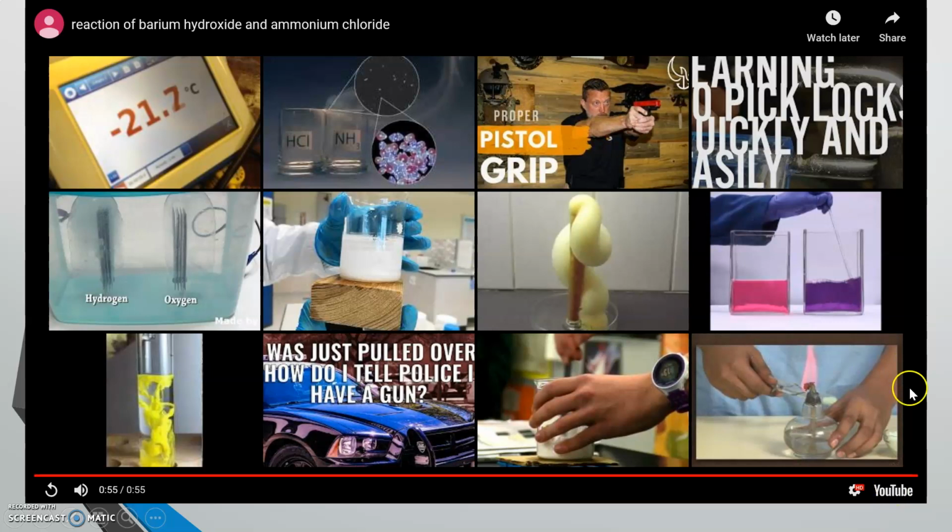So that's an example of an endothermic process, the reaction of barium hydroxide and ammonium chloride. Energy left the surroundings, so the surroundings got cold, and we saw that coldness happen because the wooden block actually froze to the beaker.